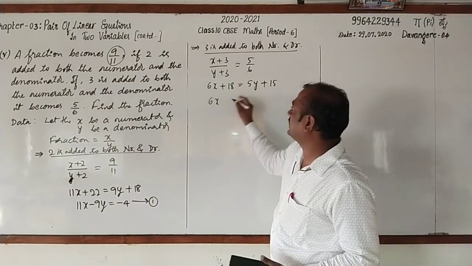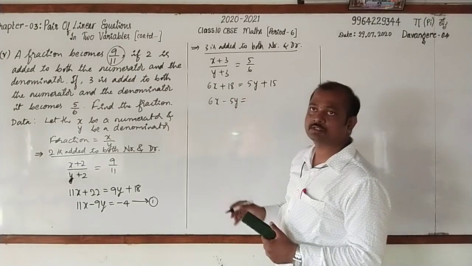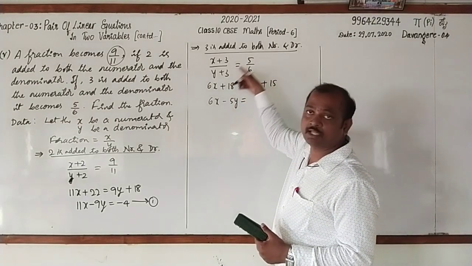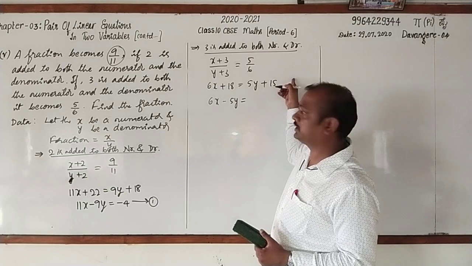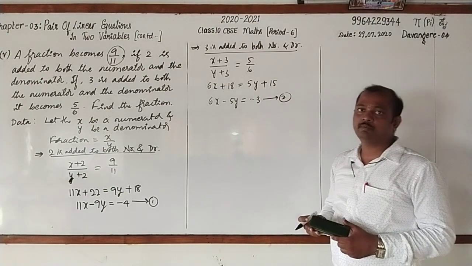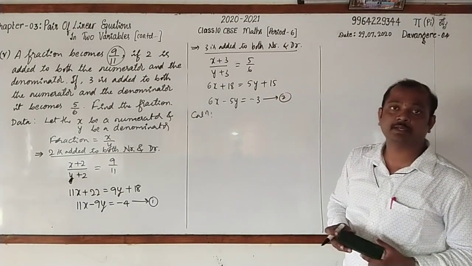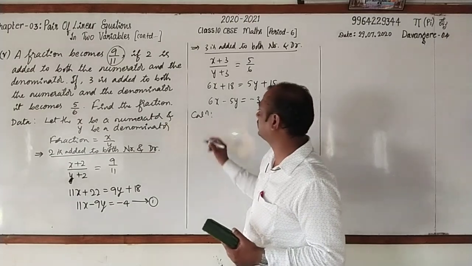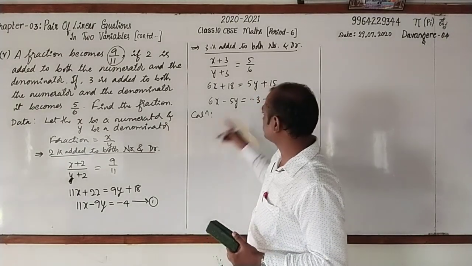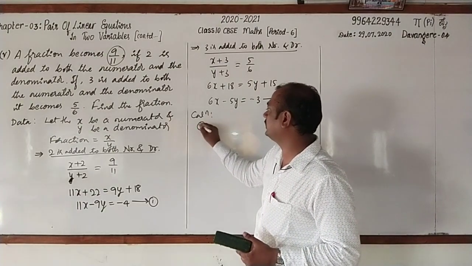Then 6x as it is. Transfer 5y to the left hand side, minus 5y, which is equal to 15. Transfer 18 to the right hand side, minus 18. 15 minus 18 is minus 3. Call it equation 2. Next, it should be solved by the substitution method, as they have mentioned particularly. So choose any one of these two equations. I go for taking the second equation.